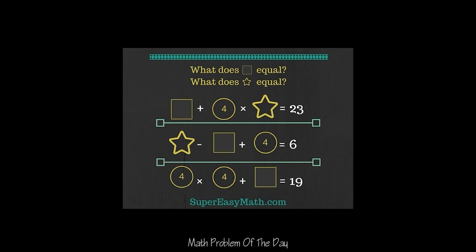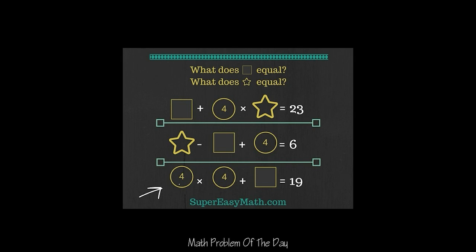Today's math problem of the day says, what does the square equal and what does the star equal? So for a problem like this, I'm going to look at all of my equations, and I can see that I have 3 different ones here. And I'm going to find the one that is the most complete. And right now I can see that that is the bottom equation.